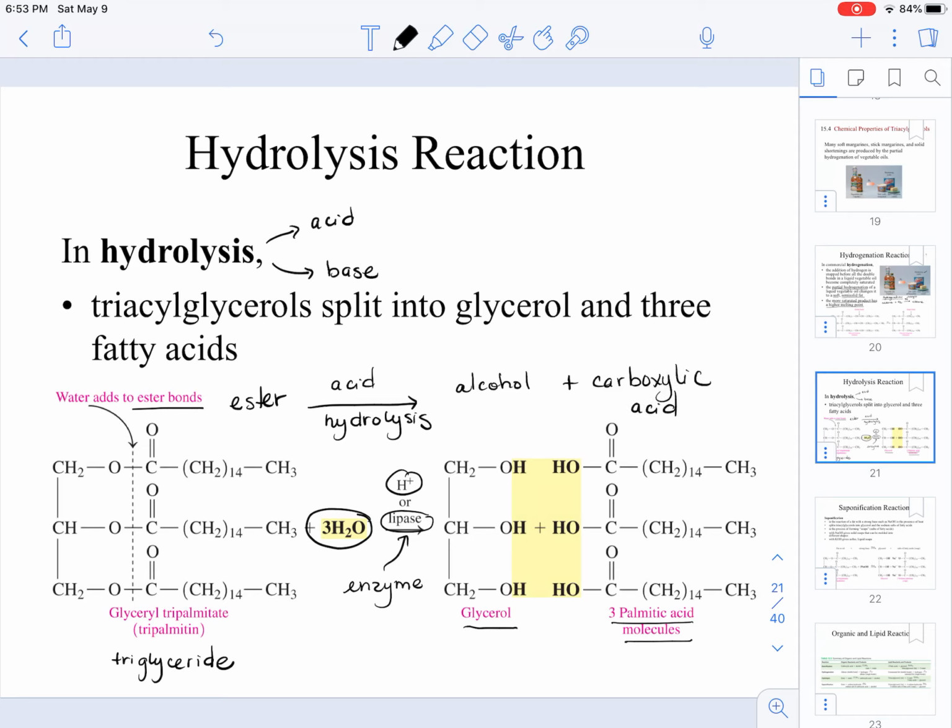And as you can see, the product of the acid hydrolysis of a triglycerol gives you exactly that. The glycerol, which is going to be the alcohol portion, and you're going to have 3 fatty acids, because remember, triacylglycerols have 3 components of fatty acids. So this is going to be your carboxylic acid component in the molecule.